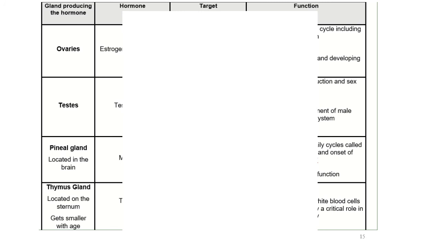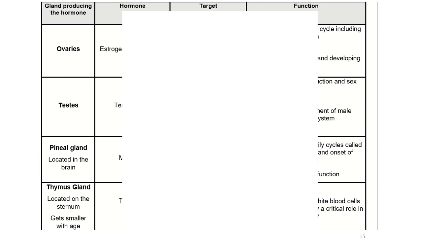The pineal gland is a small gland located in the brain. Its job is to secrete a hormone called melatonin. Melatonin's target tissue is the hypothalamus. Melatonin is a hormone that plays a role in sleep, daily cycles called circadian rhythms, and the onset of puberty. Light also affects its function. Melatonin is a hormone sometimes given to elderly patients in nursing homes to help their sleep-wake cycles get back on track.